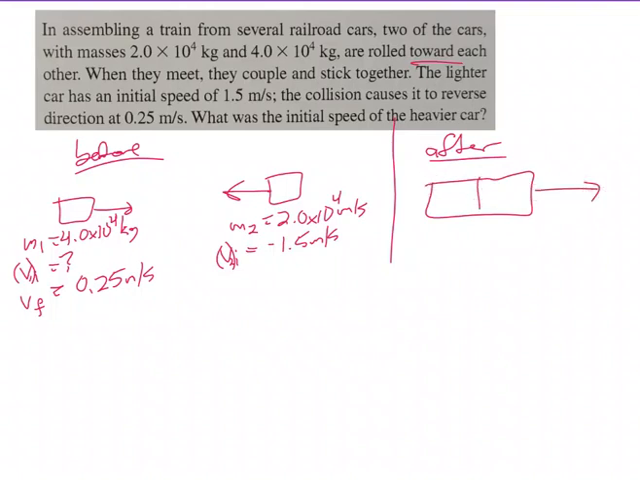Okay, so the combined mass, M1 plus M2, is 6.0 times 10 to the fourth kilograms. And V final is positive 0.25 meters per second.